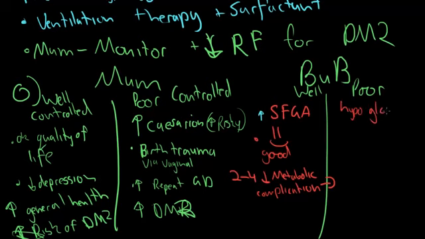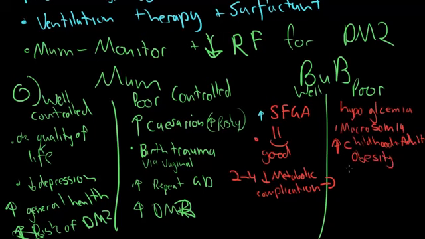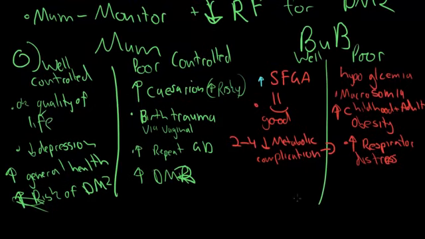So for poorly managed, you have hypoglycemia, macrosomia. You have a greater risk of childhood plus adult obesity. You also have your worries of increased respiratory distress, because in poorly controlled, you've got the greater chance that you're going to have to induce labor or perform a cesarean early.